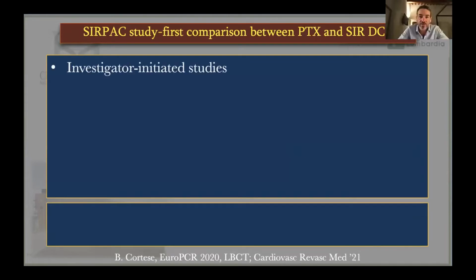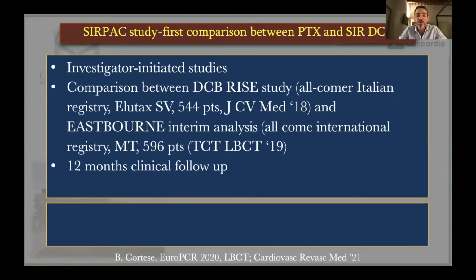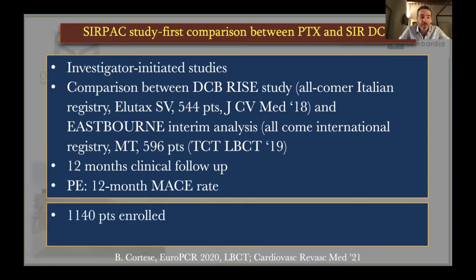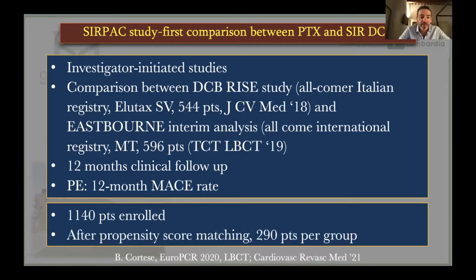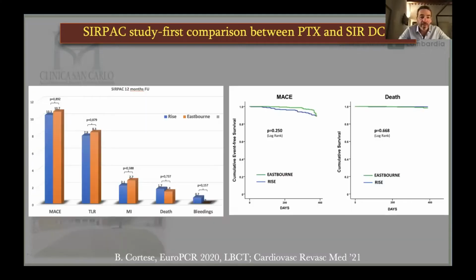And then we also have a comparison between paclitaxel and sirolimus-coated balloons. This is an investigator-initiated study which is showing the clinical follow-up between Elutax paclitaxel and Magic Touch sirolimus-coated balloons at 1 year. In terms of MACE rate, we enrolled 1,140 patients, and after propensity score matching, 290 patients per group. And what we saw was that there were no differences in terms of MACE and any determinant of MACE between paclitaxel and sirolimus-coated balloons.